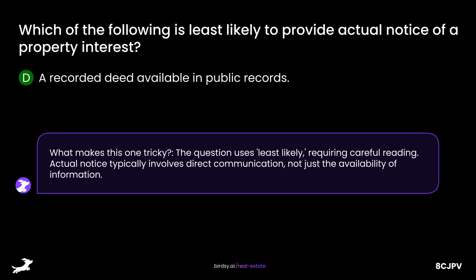What makes this one tricky? The question uses least likely, requiring careful reading. Actual notice typically involves direct communication, not just the availability of information.